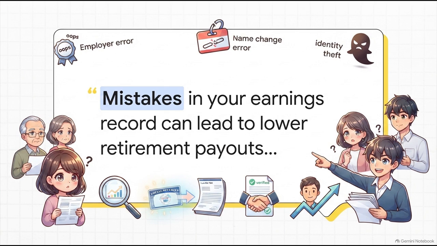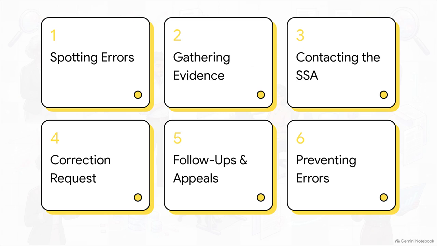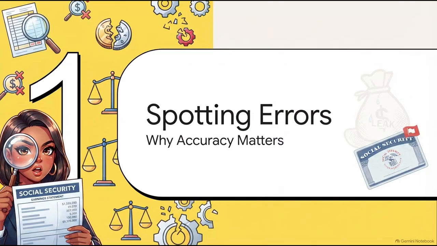To help you out, we've broken this whole bureaucratic maze down into 6 manageable steps: spotting earnings record errors, gathering the right evidence, contacting the SSA, filing a correction request, follow-up and appeals, and finally, preventing future errors. Let's dive right into step 1, spotting earnings record errors, and why accuracy absolutely matters.